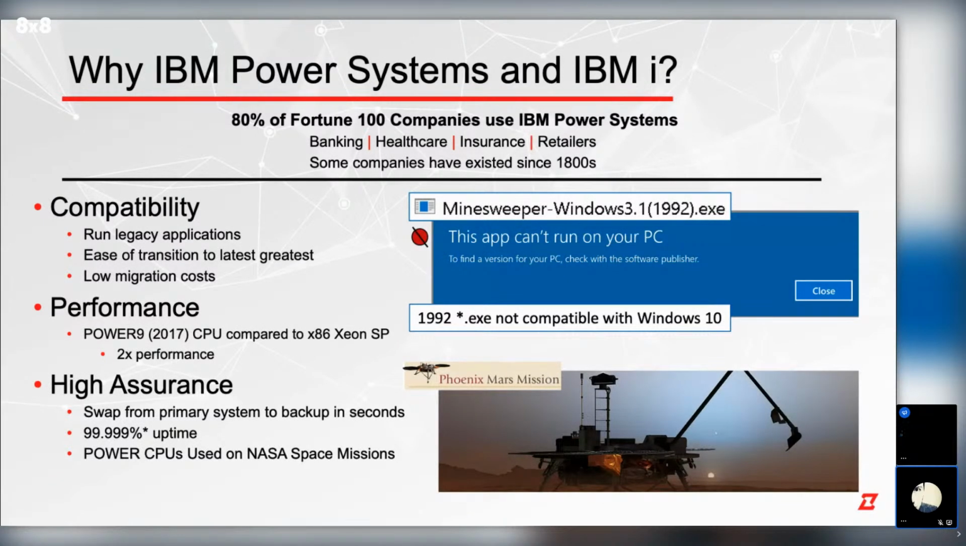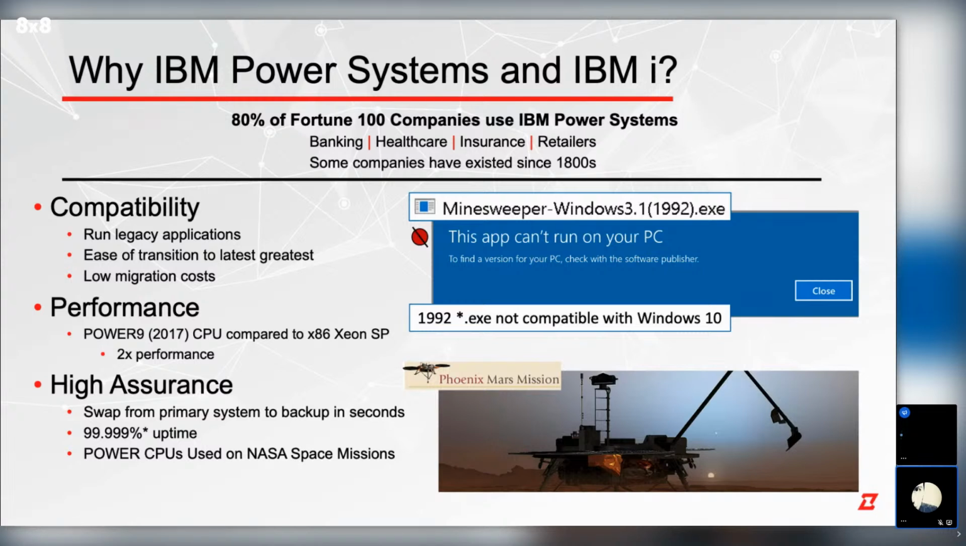Another reason customers might be looking to use these niche systems is their high level of assurance. They advertise 99.999 percent uptime, which in one year is probably 5 minutes of unplanned downtime for a single node. And this is not considering having a dual node system.